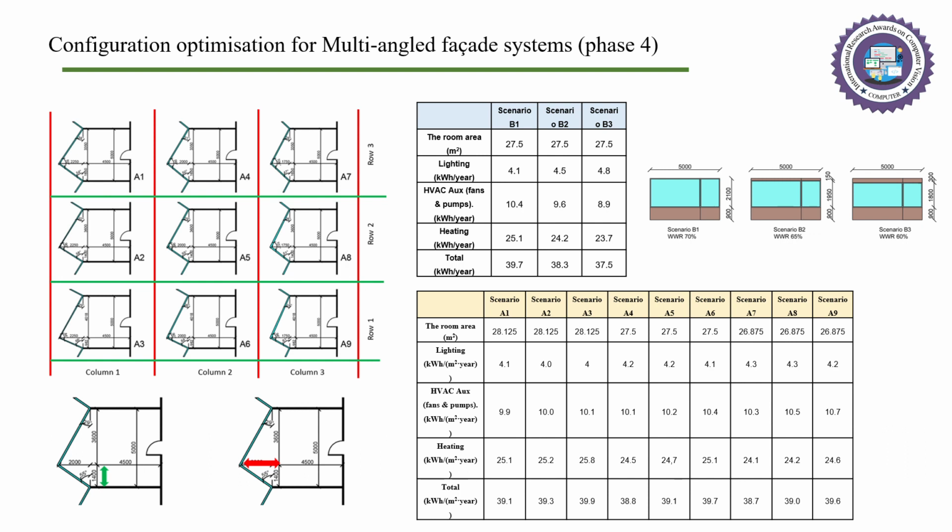According to the calculation shown in the two tables at the bottom and in the center, 2 scenarios from the first group are recommended as optimized configurations for this facade concept: A3 for optimal daylight penetration and A7 for optimal energy performance. Regarding the second group of scenarios, B1 for optimal daylight penetration and B3 for optimal energy performance are recommended as optimized configurations for this facade concept.